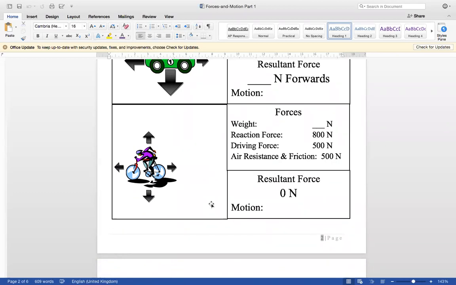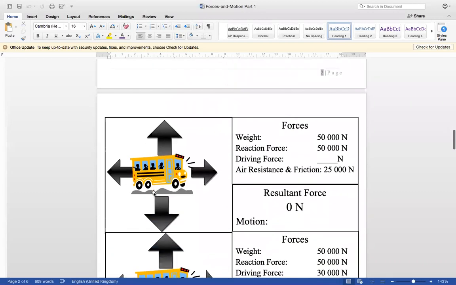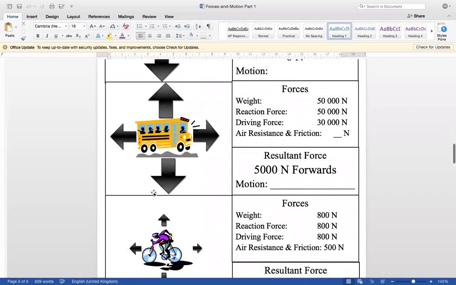Okay, let's try the third one. The resultant force is 0. So if my reaction force is 800, my weight will be 800 also. And what will my motion be? Constant speed. Yeah, that's basically what they're asking for.